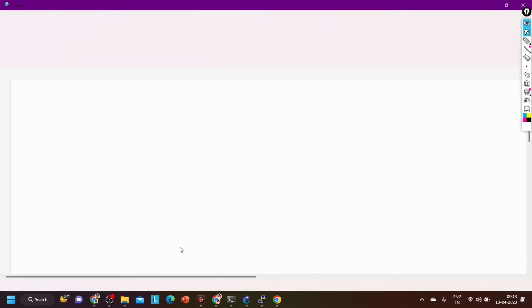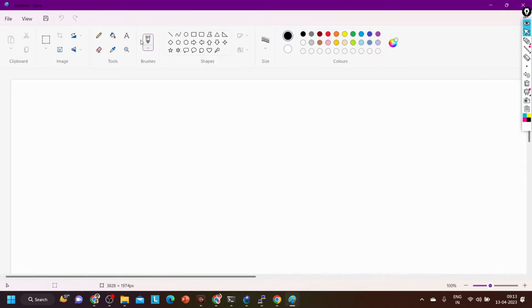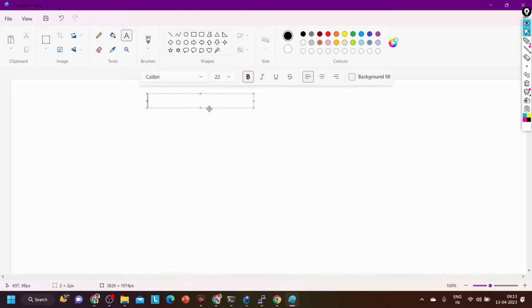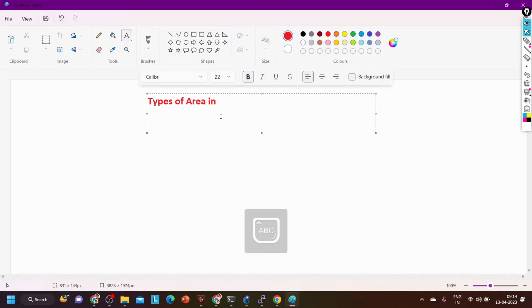So how many types of area are there? Anyone have any knowledge? Normal area, backbone area, stub area, totally stub area. Guys, till now we have discussed lots of things about area. Yes or no? Yes, sir. Those all areas were standard areas. So actually we have several types of area concept in OSPF.